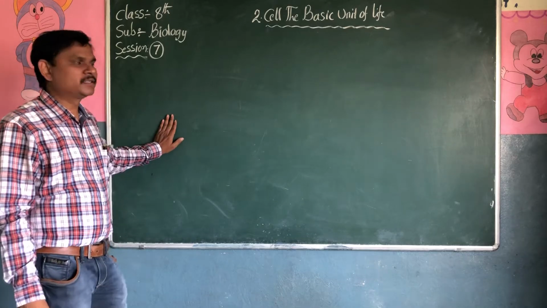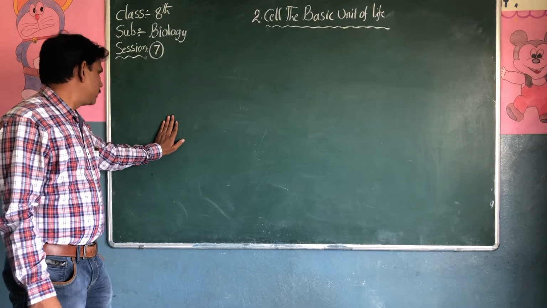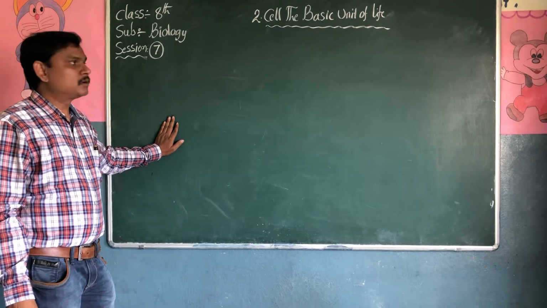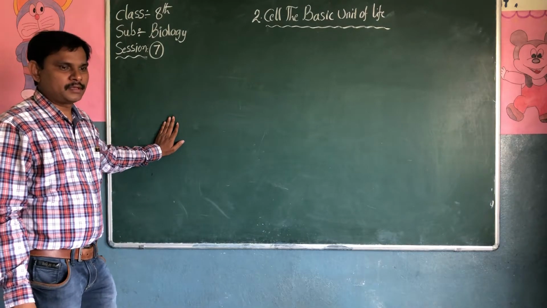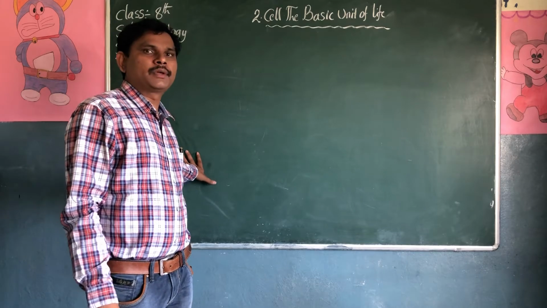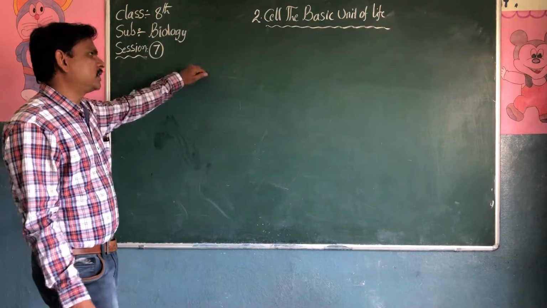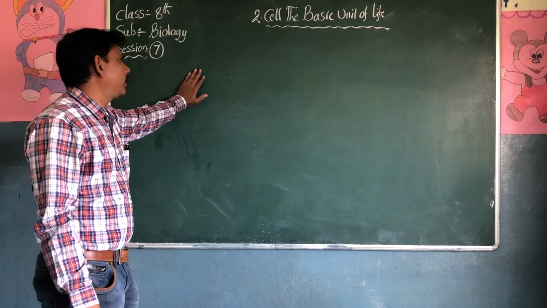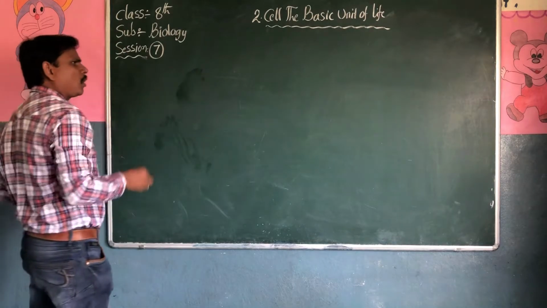Hi students, in the last class we discussed observing cells in onion and observing cells in matchstick. Who discovered the cell for the first time? Robert Hooke in 1665. In today's lesson we are also going to discuss two or three more experiments. These are very important and easy.